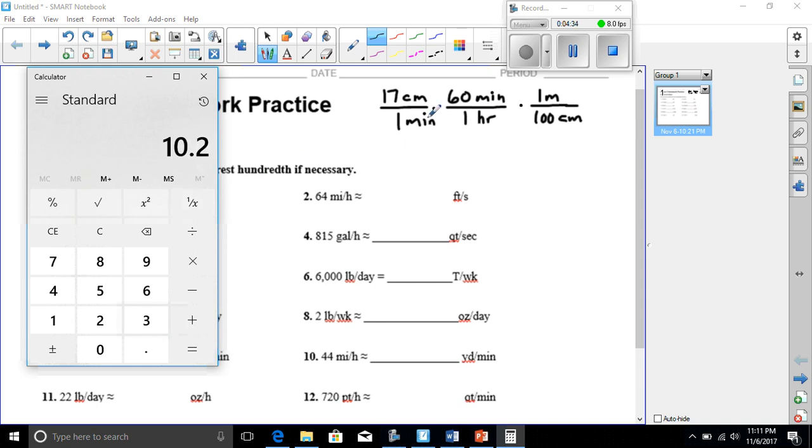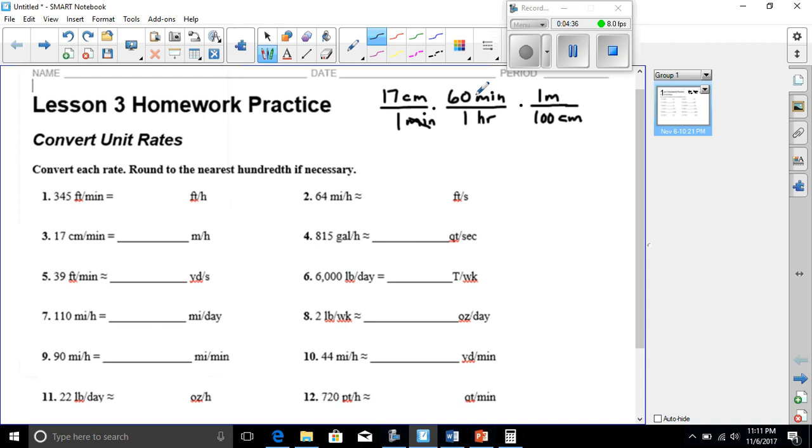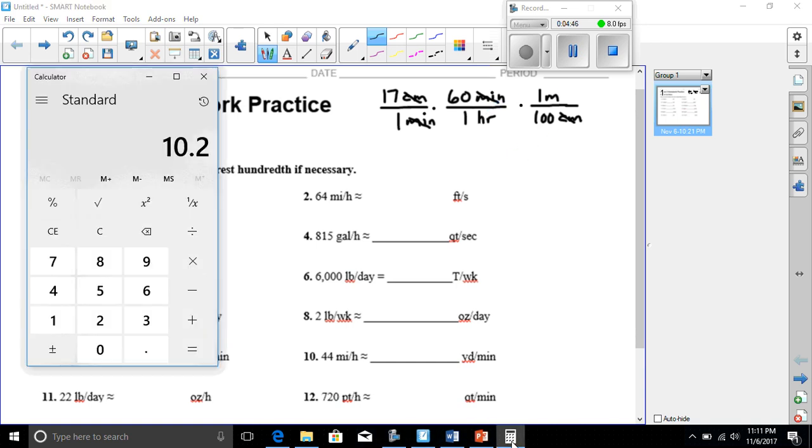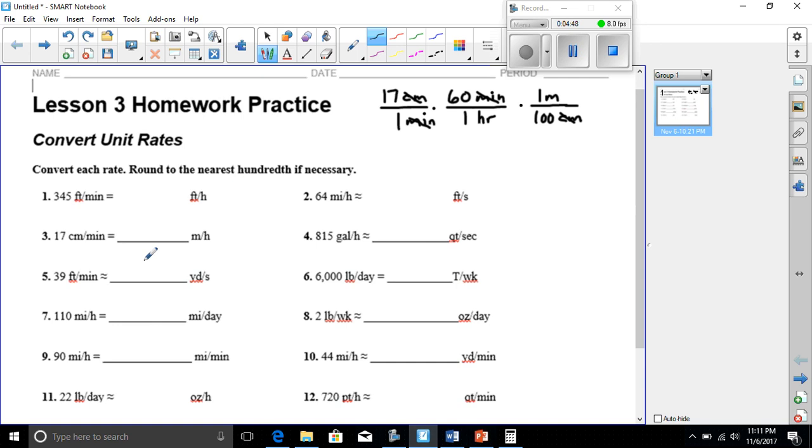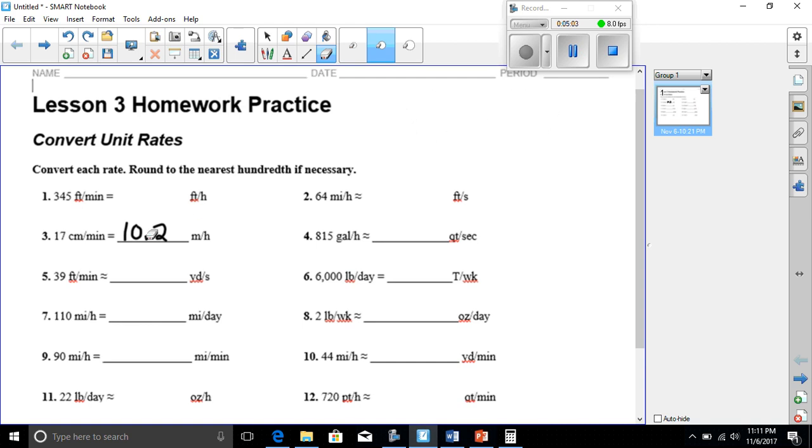And for those that didn't follow along, we're getting rid of our minutes and our centimeters. That leaves us with meters per hour. And I believe we said it's 10.2, so that would be 10.2 meters per hour. All right, let's go to number 5 now. And we're going to erase that again to make sure everyone stays honest.